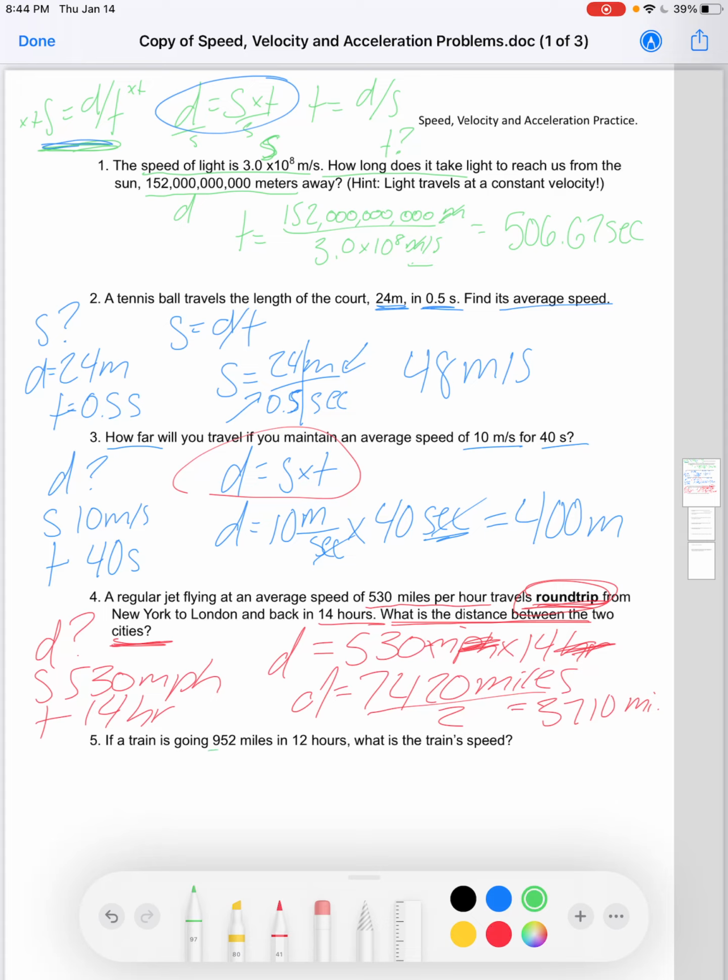If a train is going 952 miles in 12 hours, what is the train's speed? So I know I'm looking for speed. I have my distance, 952 miles. And I have my time, just 12 hours.